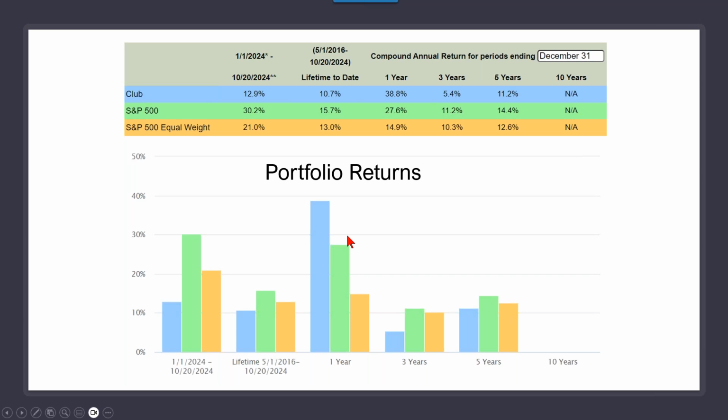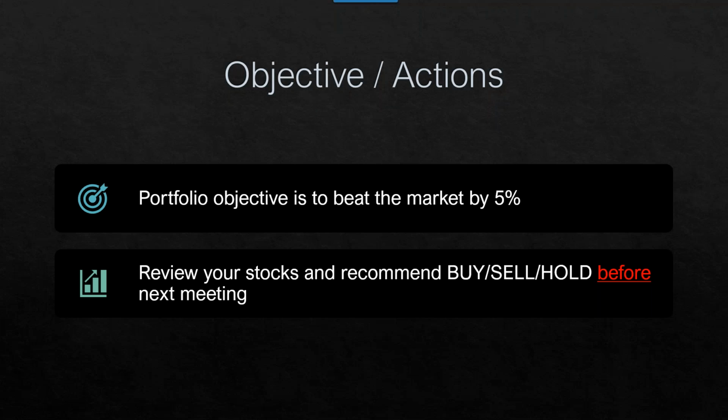Portfolio return, we're doing okay for the 1 year return, but 3 and 5 year, and then lifetime, we're lagging by about 5%. Our goal is to beat the market by 5%. So we're actually down by 10%. If we're trying to beat the S&P by 5, we should be somewhere around 20. So that's why I'm highlighting some of these companies and where the growth might be, because we might want to tweak the portfolio to reflect this. So yeah. Can I ask a question?